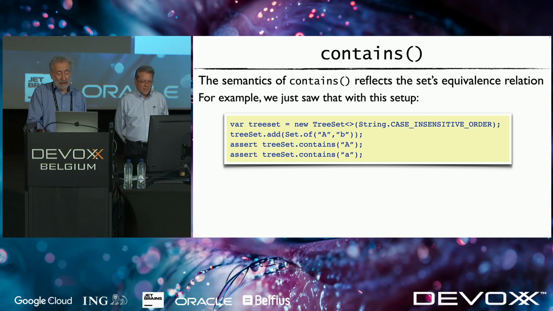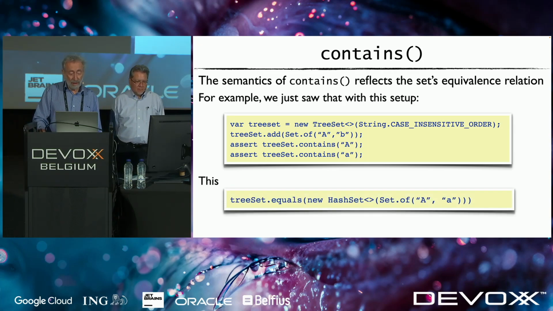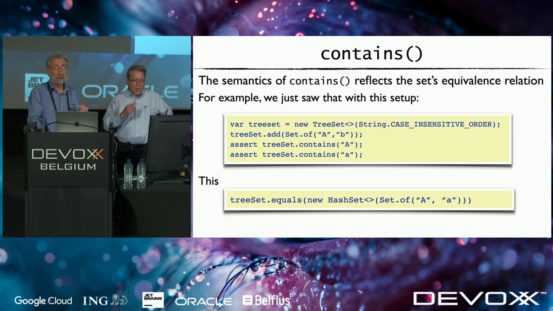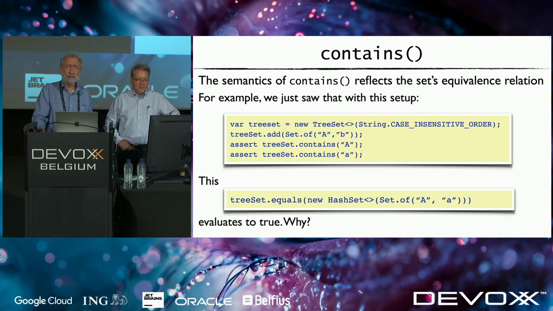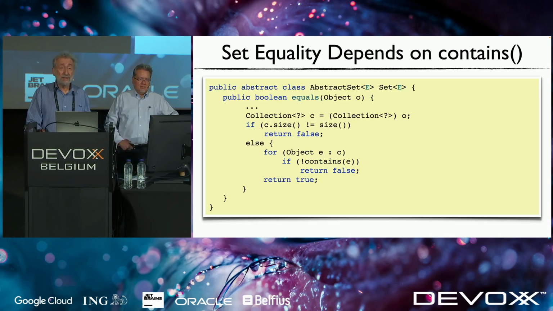Are we okay? What we saw was that as a result of that, the tree set equals a new hash set that contains uppercase a and lowercase a. Never mind the b that was in the tree set. So you might ask, how does that follow? That evaluates to true. Why does it do that? And the answer is, everything depends on the contains method. So let's have a look at the way that the tree set determines whether or not a set that is supplied to it is equal to it.